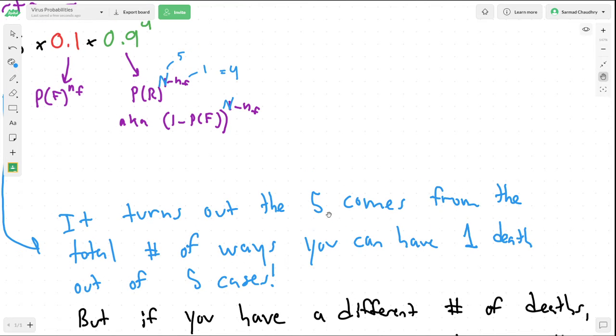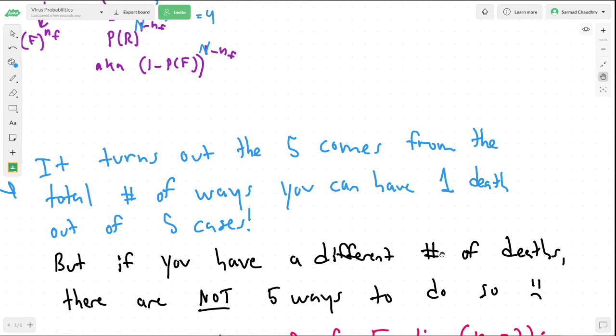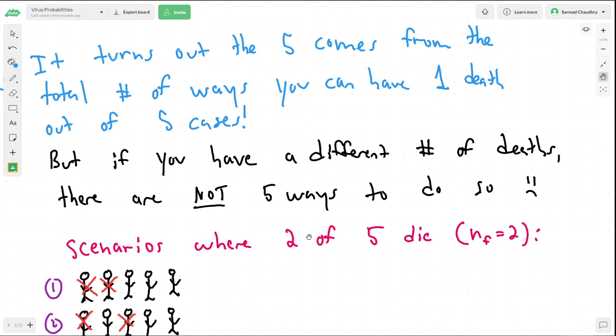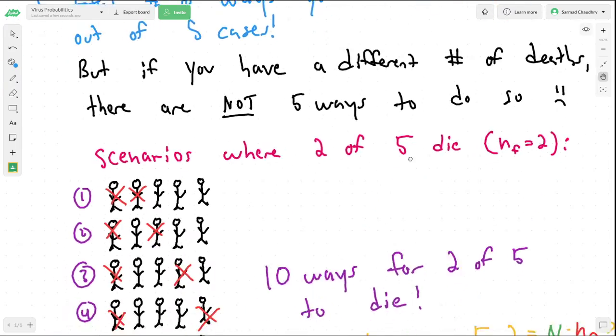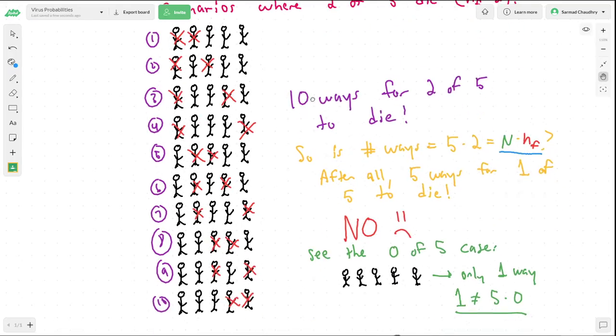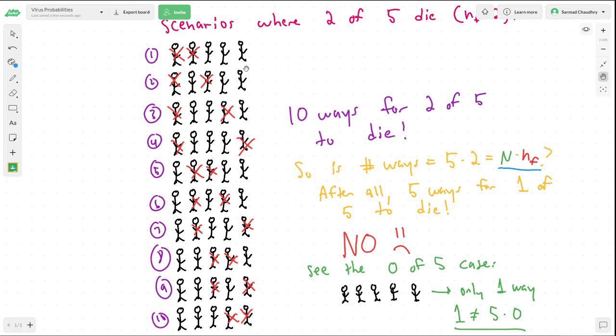Yeah, it turns out the 5 comes from the total number of ways you can have one death out of 5 cases. But if you have a different number of deaths, there are not 5 ways to do so, right? So if we said, okay, what are the chances that 2 out of the 5 people die? There's not 5 different ways that those 2 people will die. For example, let's take a look at the scenario where 2 out of 5 die, where NF equals 2. So here it's going to be a little bit longer, but these are 10 unique ways under which 2 people might die.